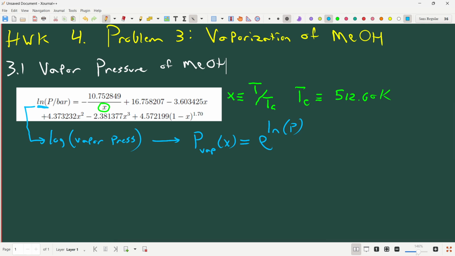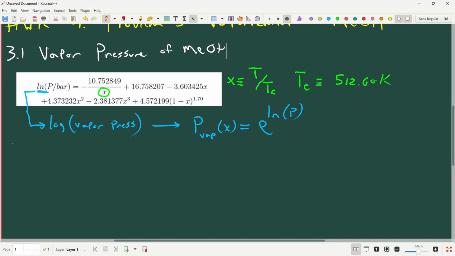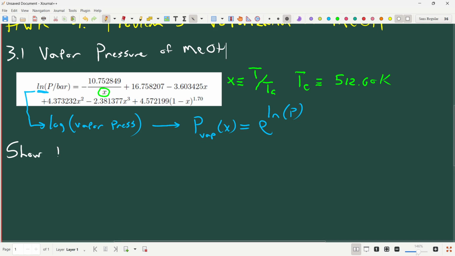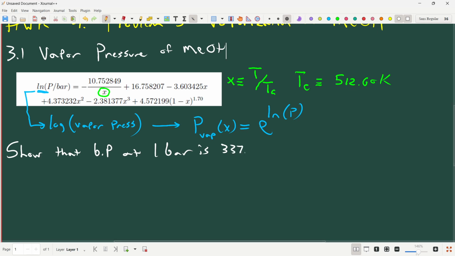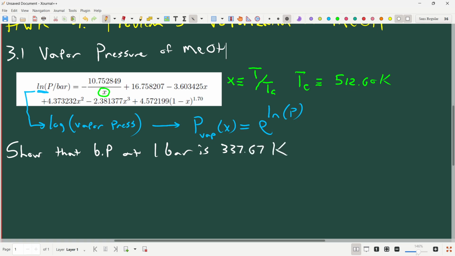That's a really easy question, and what it asks you to do is to show that the boiling point at 1 bar is 337.67 Kelvin. I'm surprised I haven't mentioned this yet, and I'm sorry about that, but I want to give you a really simple concept about boiling. I maybe mentioned this in passing, but I didn't really formalize it. What does it mean for something to be boiling?